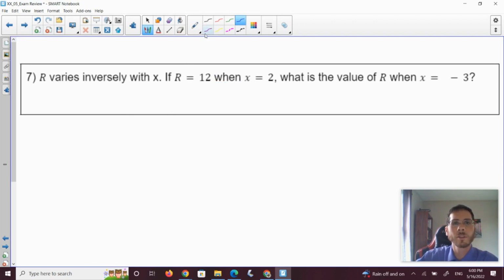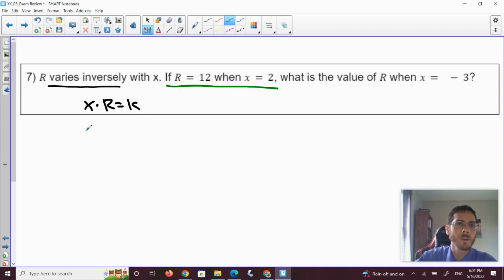7, r varies inversely with x. If r equals 12 when x equals 2, what's the value of r when x is -3? So we see here we're varying inversely. So that means that x times r has to equal k. So using this info, if r equals 12 when x is 2, that means 24 is k. So my equation is x times r equals 24.